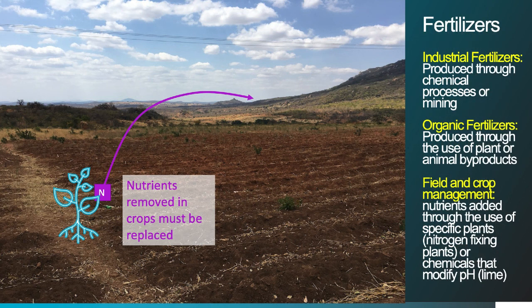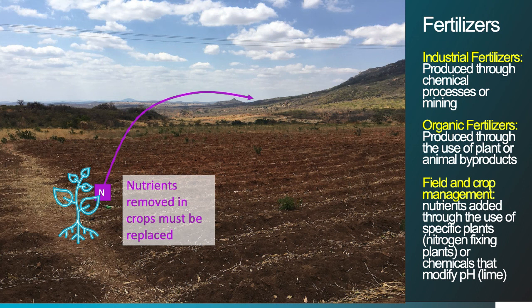When we think about fertilizers, there are 2 primary types, but also a third category of things that we can do that affect nutrient availability in agricultural systems. First, there are industrial fertilizers that are produced through a chemical process or through mining. And second, there are organic fertilizers that are produced through the use of plant or animal byproducts.